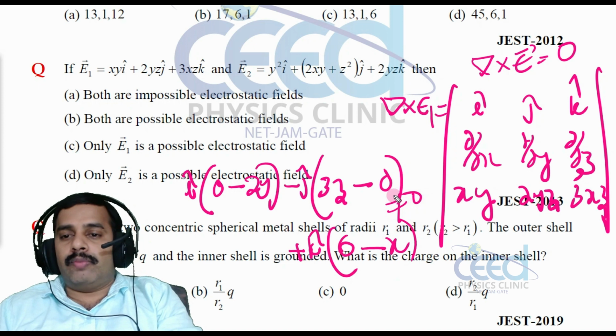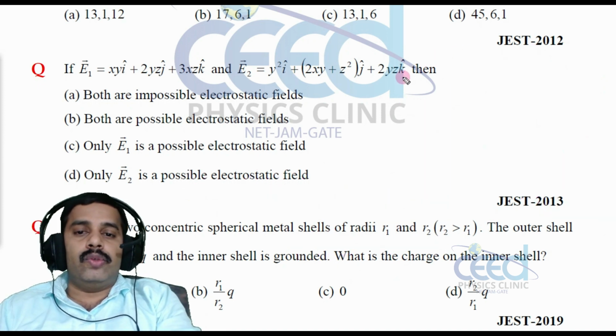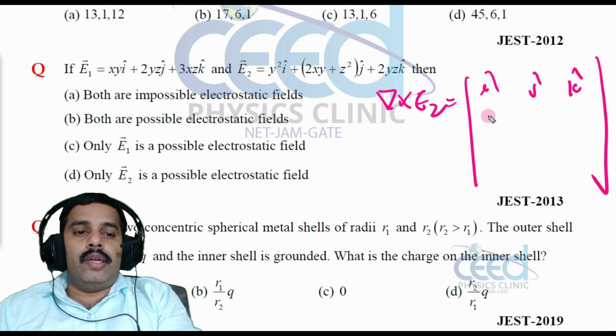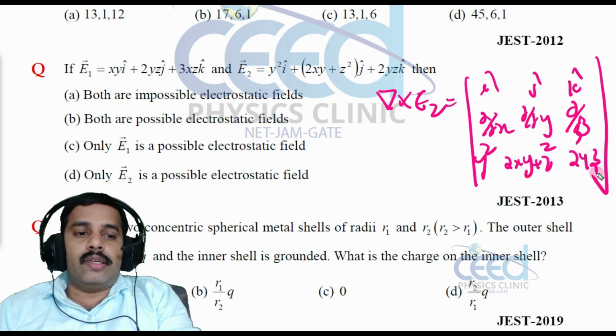So this is not possible. E1 is not possible. Now let us check E2. E2 is again del cross E2, that is determinant of i cap, j cap, k cap, del by del x, del by del y, del by del z, then y square, then 2xy plus z square, plus 2yz, right?